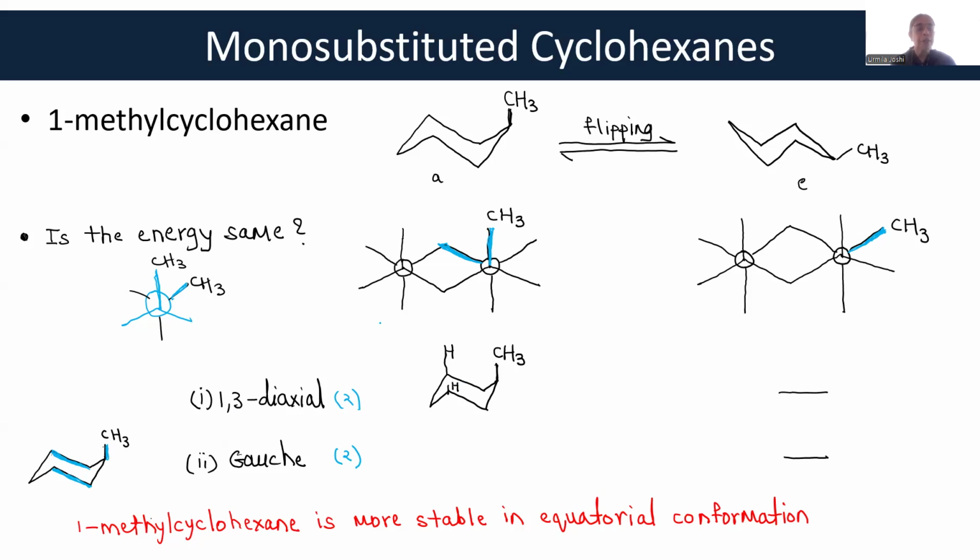Now, how many gauche interactions? Look at this figure and you will understand. The gauche interaction is between this carbon substituent and the adjacent carbon substituent. So look at this carbon substituent. There are adjacent two carbons. I hope everybody is able to follow this. This is the carbon to which methyl is attached. There are adjacent two carbons. And because there are adjacent two carbons, there are two gauche interactions which cyclohexane faces.